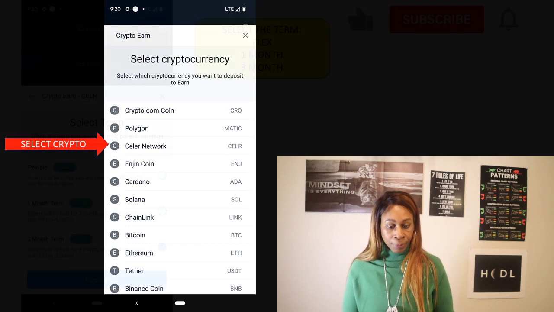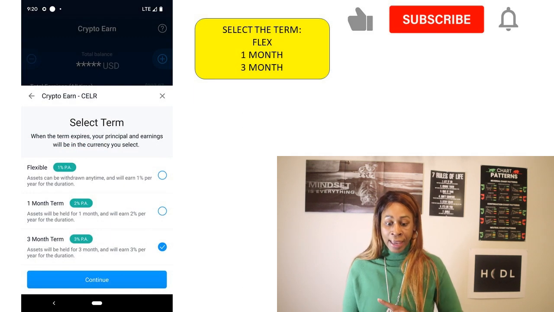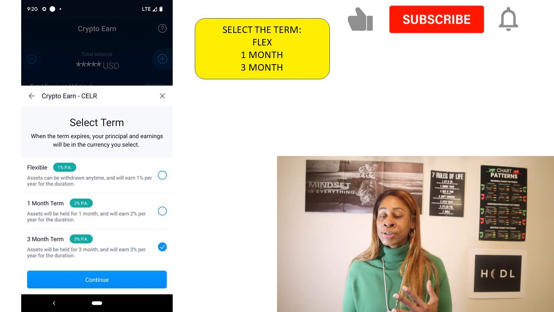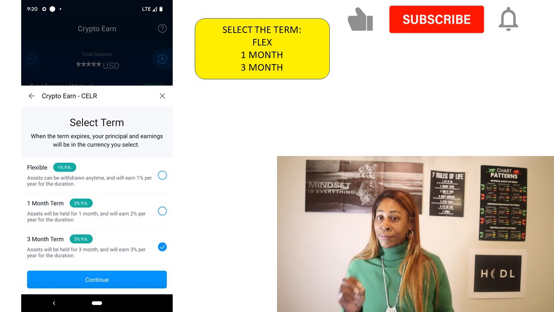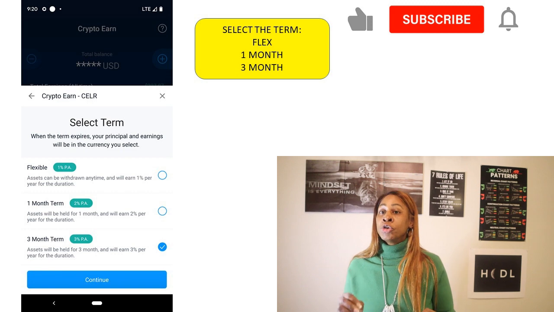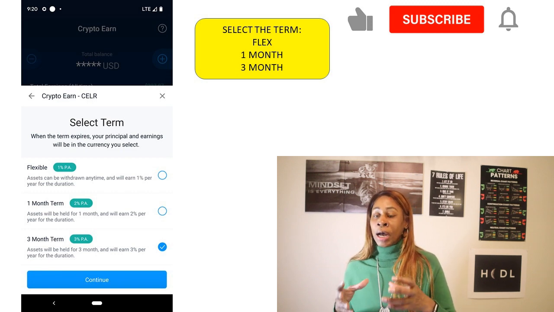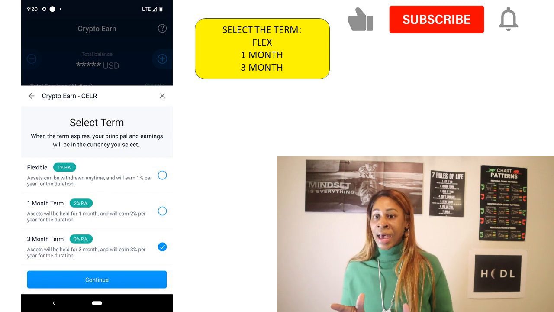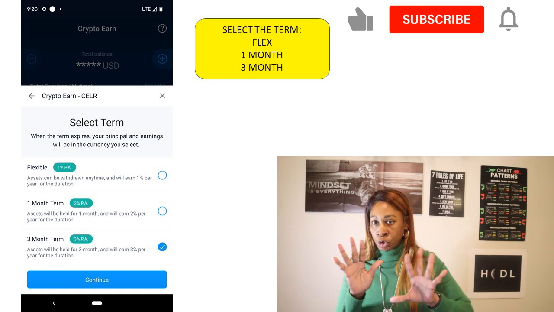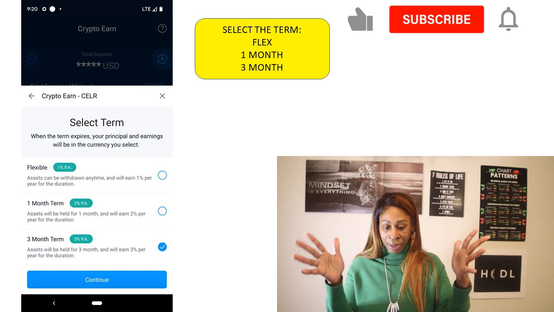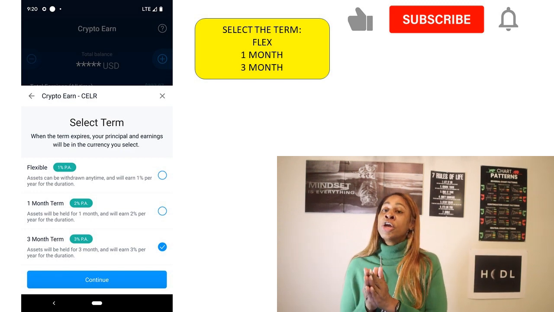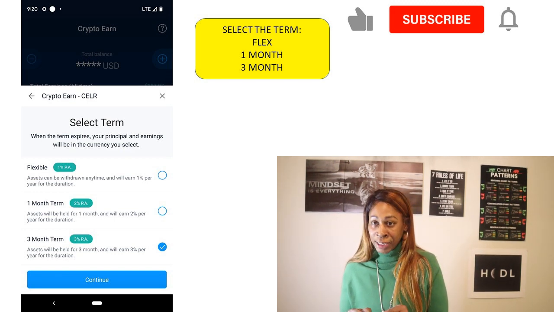Okay, so Cellar Network. When this page comes up, you've got three options. You have to select your term. Flex means there is no lockup period. If you select flex, you can unlock or unstake at any time, every 5 minutes, every 10 minutes, every day, whatever. But as you can see, you earn a lot less in percentage.